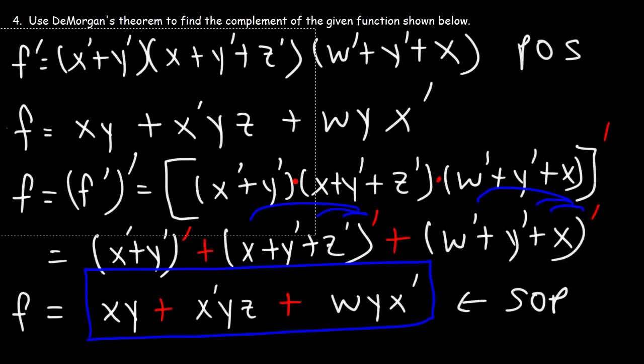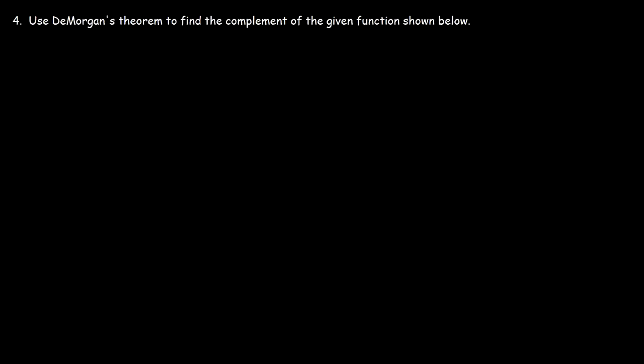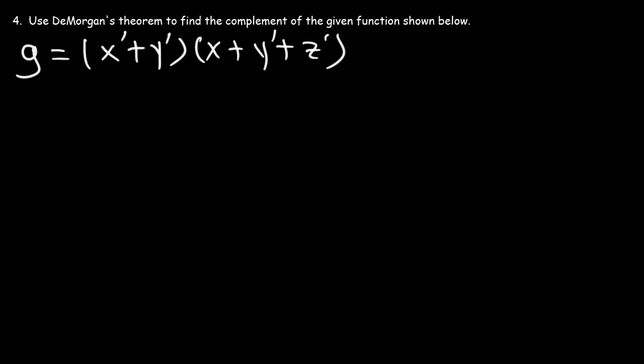Now let's work on a different example. So let's say we have the function g, and it's equal to x prime plus y prime, times x plus y prime plus z prime, and then w prime plus y prime plus x. So what I want you to do is, using De Morgan's theorem, find the complement. And once you find the complement, take the complement of that to get the original function. So feel free to pause the video and try that example.